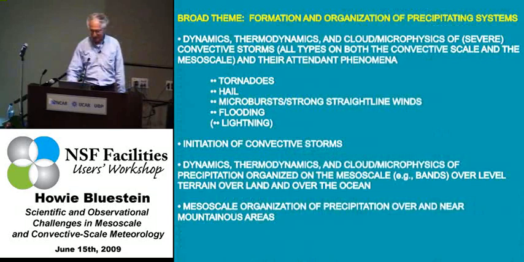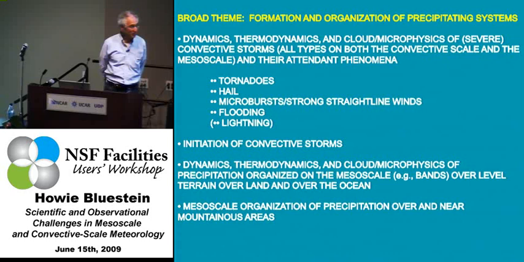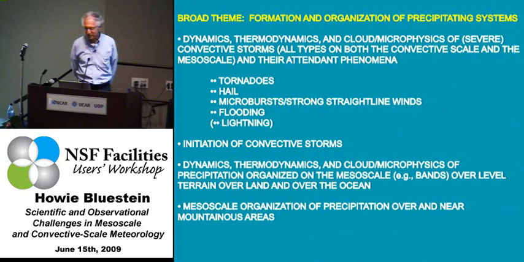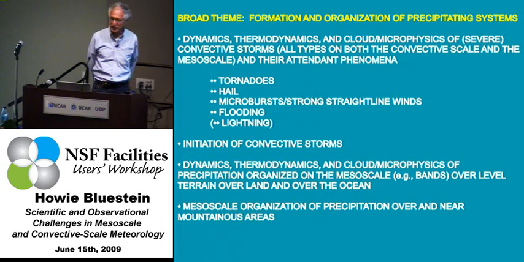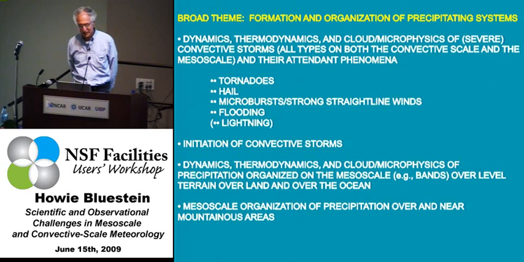The broad theme of my talk today will be the formation and organization of precipitating systems. I was asked to talk about mesoscale meteorology, and so this is what I'm going to focus on. The dynamics, the thermodynamics, and the cloud microphysics of convective storms, especially severe convective storms, and convective storms that are both truly on the convective scale and those that are organized into the mesoscale and their attendant phenomena. The important scientific questions involve the formation and the structure of tornadoes, formation of hail, microbursts and other strong straight-line winds, flooding, and I put in parentheses lightning. Really don't have enough time to talk about the electrical aspects of storms.